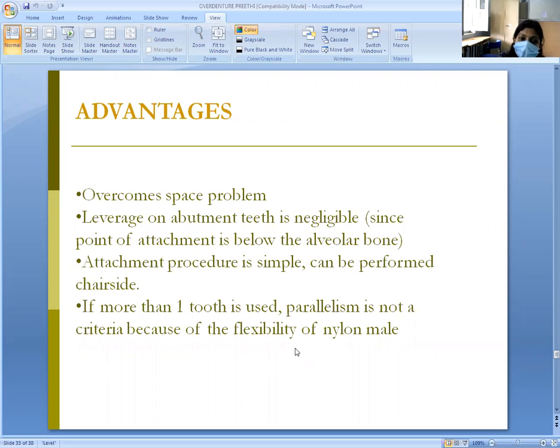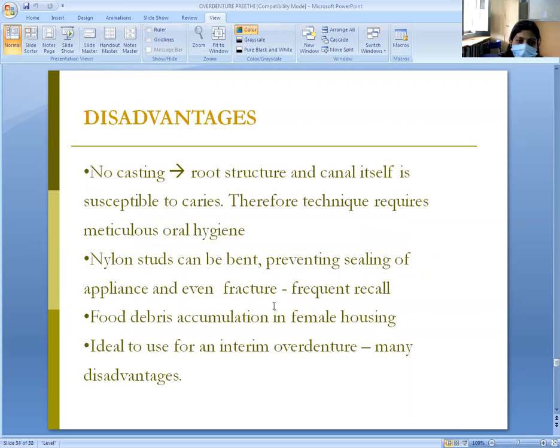Then the leverage on the abutment teeth is negligible because the attachment is already in the root, so leverage forces are less. Then the attachment procedure is simple and can be performed chair side. You do not require lab support for this attachment. If more than one tooth is used, parallelism is not a criterion because of the flexibility of nylon. So the male portion is made up of nylon. Though there is no parallelism, you can use this type of attachment.